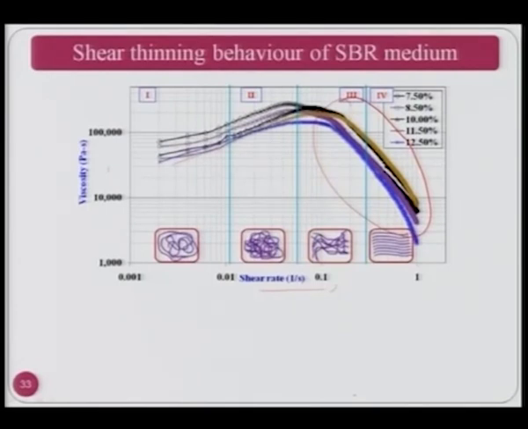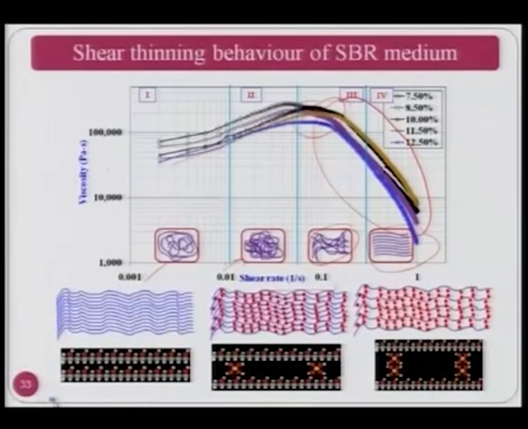Now really what is happening in the polymer is shown over here. You can see the polymer chains are entangling, and once the shear rate further increases, then they start breaking and shear thinning takes place. So these figures are also interesting and important to explain the shear thinning behavior. This is the further one which shows the various behavior of the SVR medium at different shear rates.